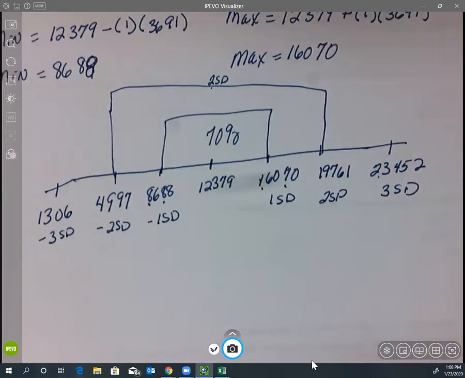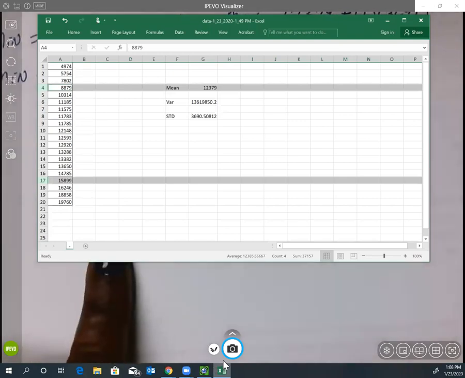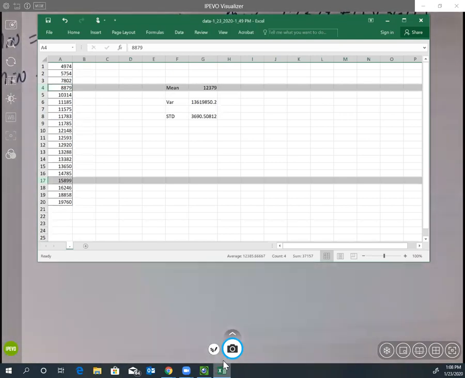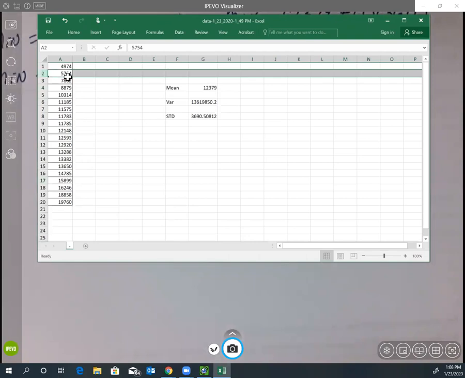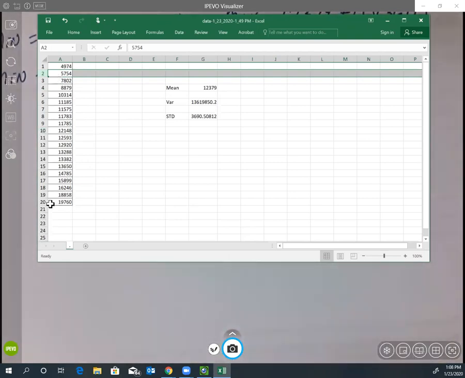Okay, let's go back to my data set. And let's go from 4997. That's 4974, so that's not going to be my starting point. And we need to go all the way to 19,761.